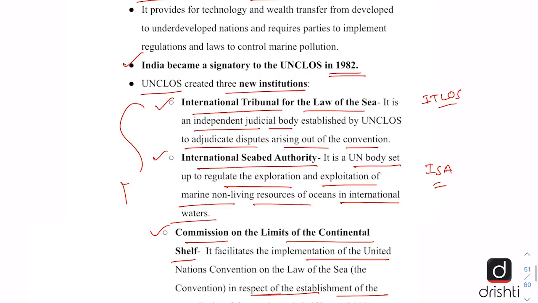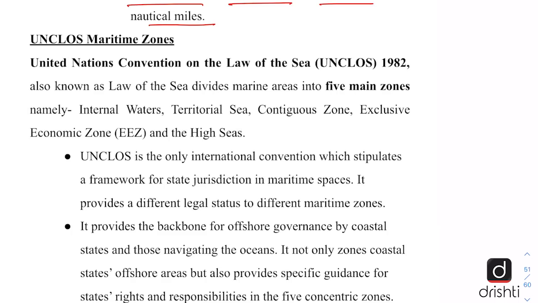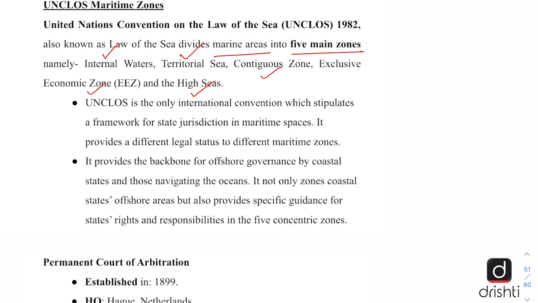So these three bodies are important and we should know. Now let us look at the UNCLOS maritime zones. So UNCLOS basically divides the marine areas into 5 main zones, which are internal waters, territorial sea, contiguous zone, exclusive economic zone and the high seas. Now let us look at all of these zones in some detail.